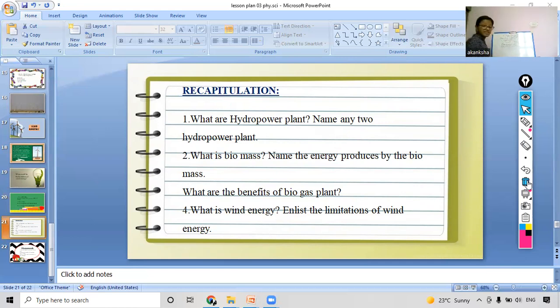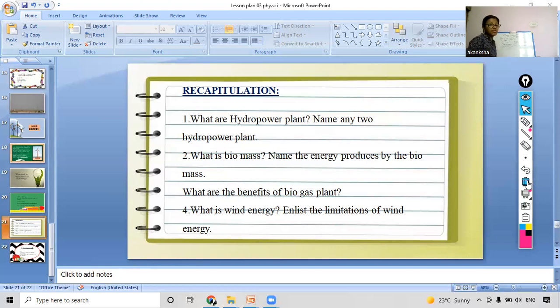So now coming to the second point, what is biomass? Yes, you can write in the chat box. Yes, biomass is the collection of all the sources, like animal residue, sea waste, and municipal corporation solid waste. So these together, when decomposed, make biomass. Yes, very good. And name the energy produced by biomass gas. What is this energy called? Biogas energy. Yes, biogas energy. And what are the benefits of a biogas plant? As it is a very clean fuel, it causes less pollution. This is the benefit of a biogas plant.